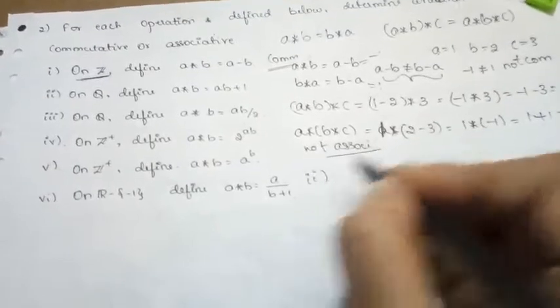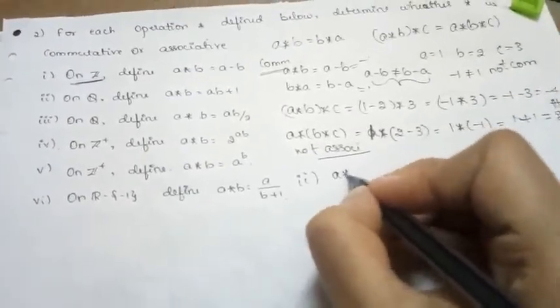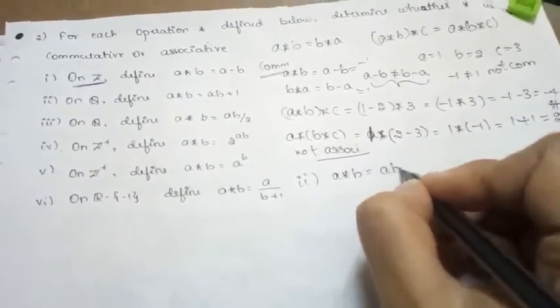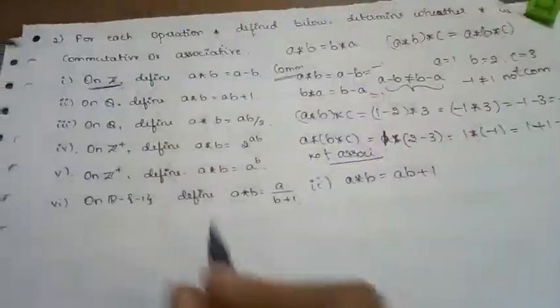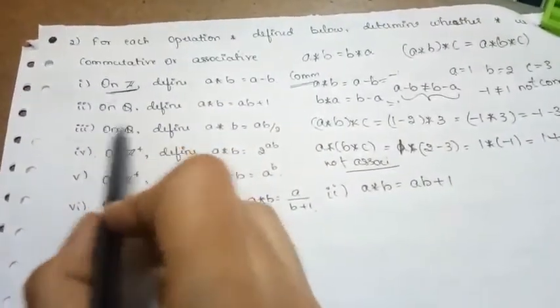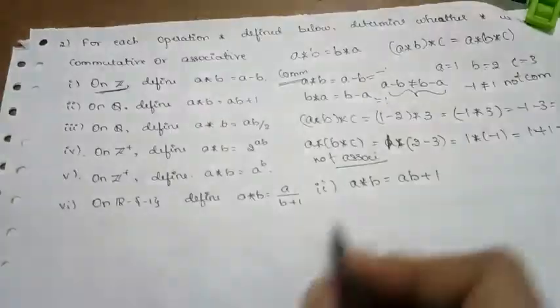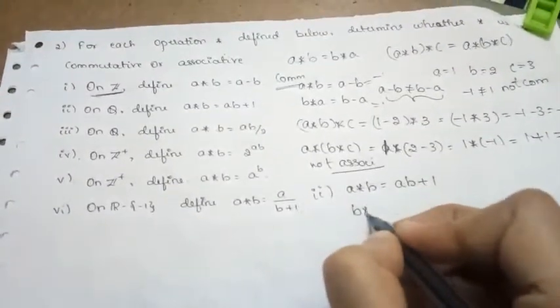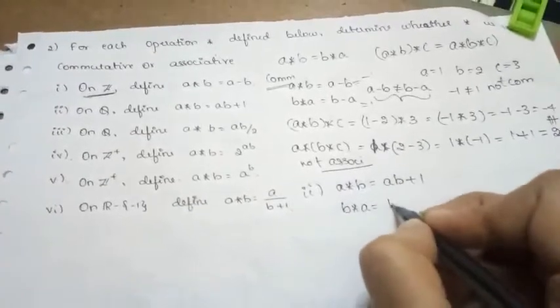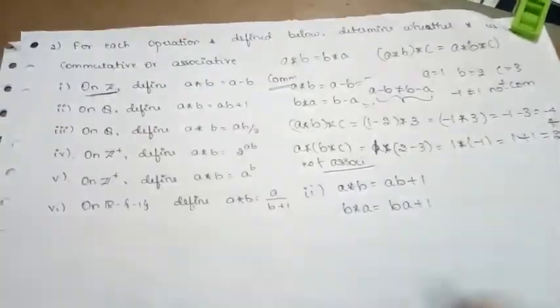So next one, what they have said, they have defined A star B equal to AB plus 1. So this is defined upon the set of rational numbers. A star B is equal to AB plus 1. What does B star A imply? It is equal to BA plus 1.